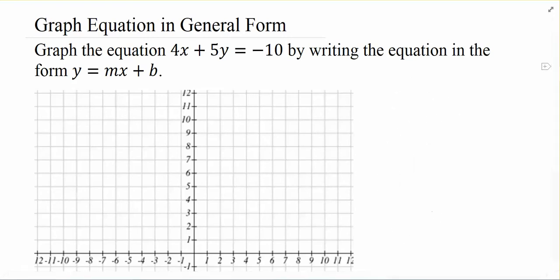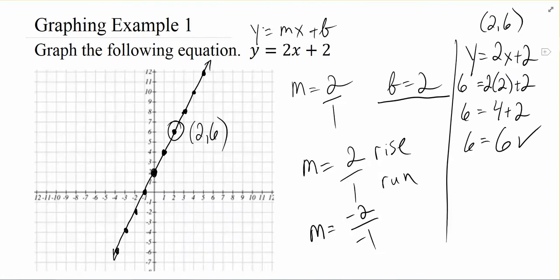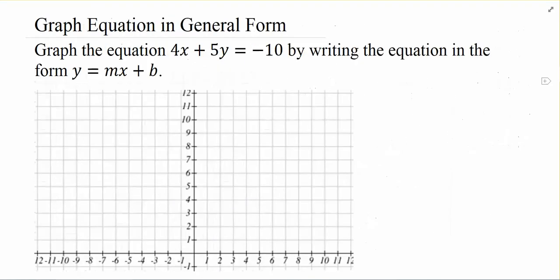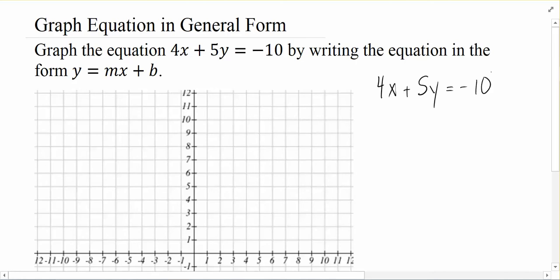Or we could say, hey, those two problems in the y equals mx plus b form, those were really easy. Let's do that. So we could take this equation and purposely write it in y equals mx plus b form so the problem becomes easier. So if we're looking at 4x plus 5y equals negative 10, the main idea of y equals mx plus b form is that you get the y by itself. So we're going to try to solve this equation for y.